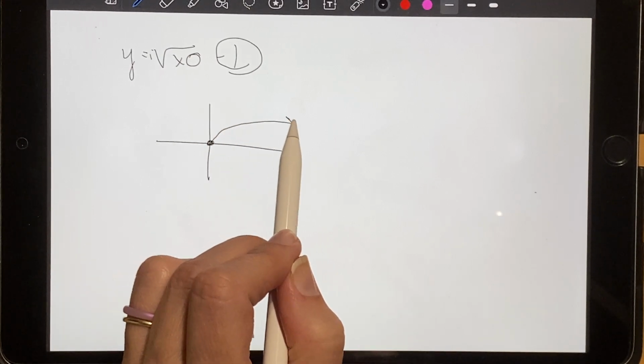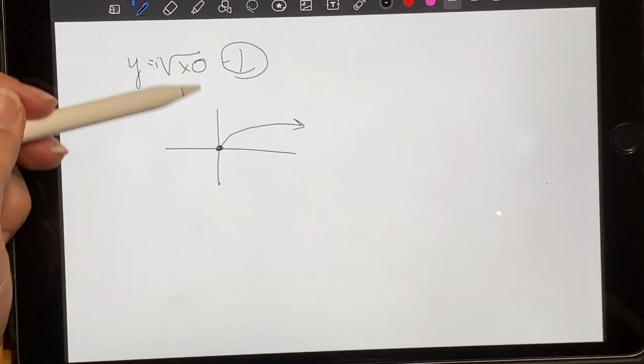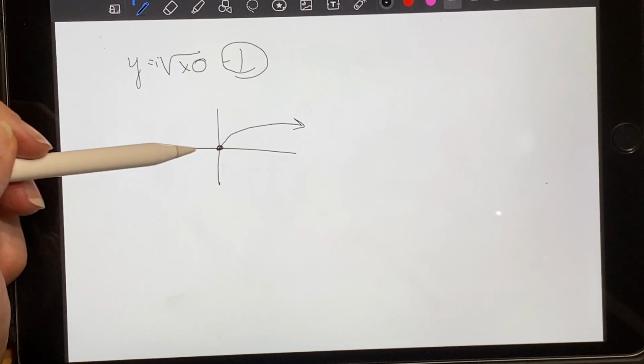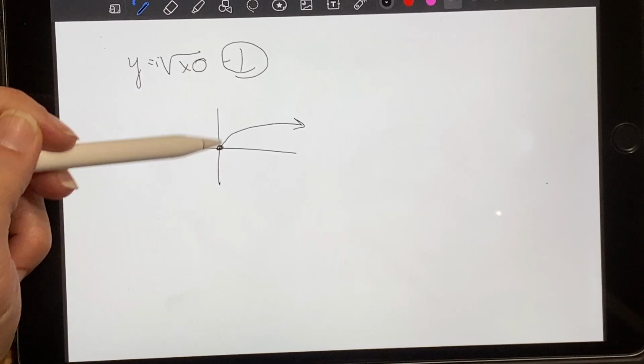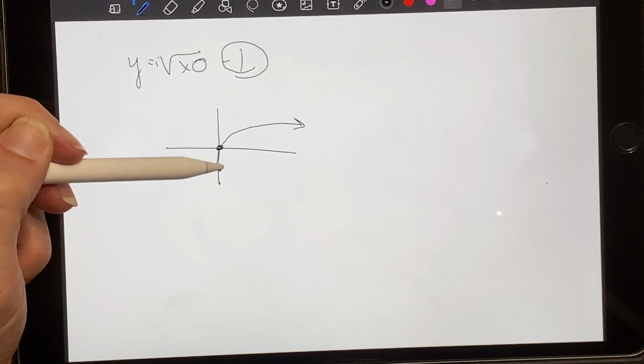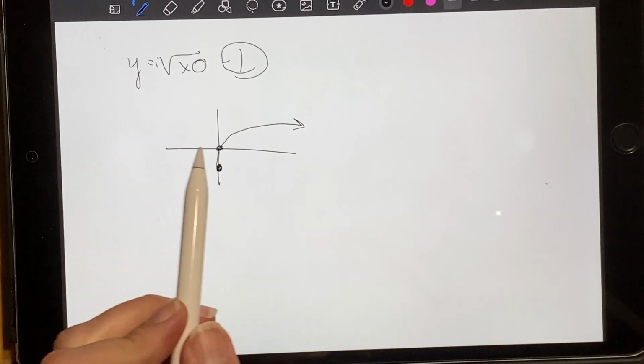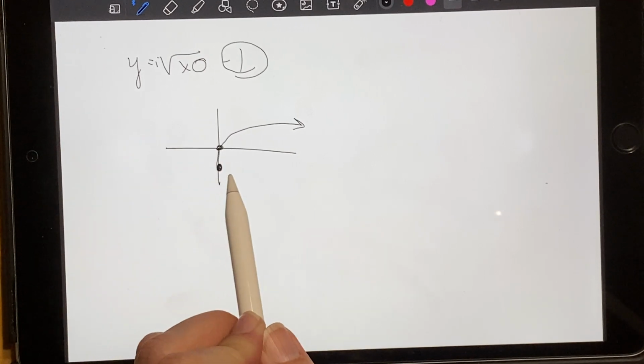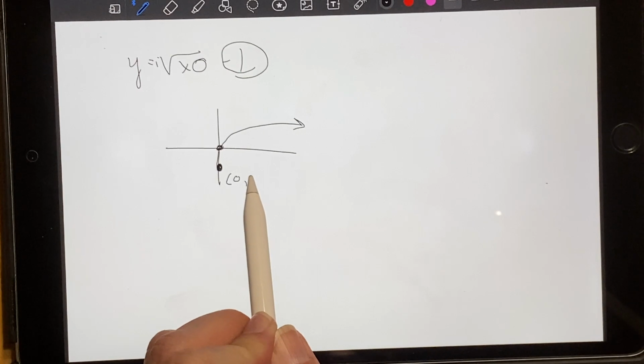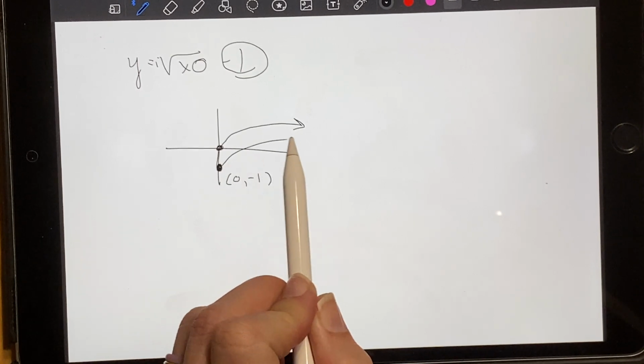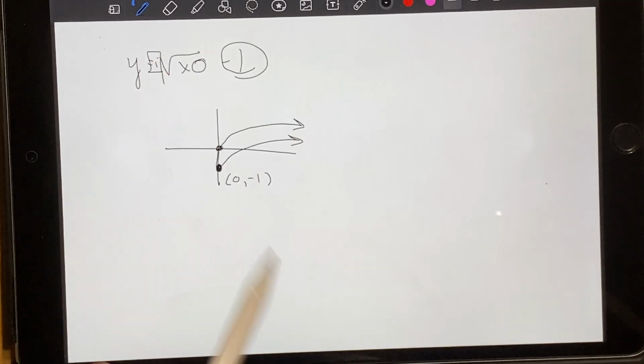So here's my basic graph. It means I've added nothing. I'm shifting nowhere along the x-axis, but I am going down 1. So my graph here is going to start down lower. It's going to start at 0, -1, and then it's going to go up positive.